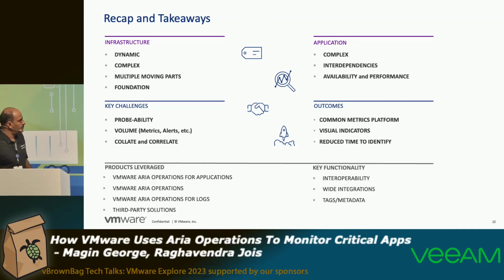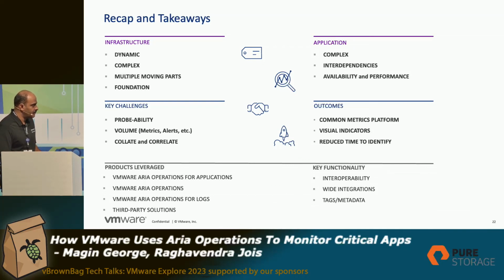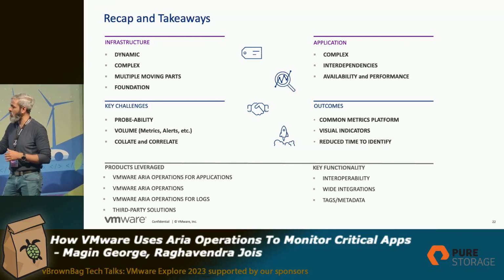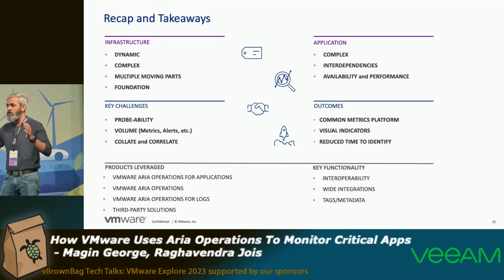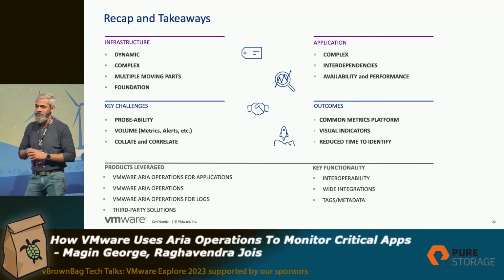The key functionality: you need to make sure that your alerts are tagged so that you can build application topology, and make sure whatever tool you're using has wide integrations. We talked about Aria Operations for Applications, with more than 250 integrations, including the monitoring solutions that the public clouds, AWS, GCP, and others provide, and interoperability between all the monitoring tools we have.